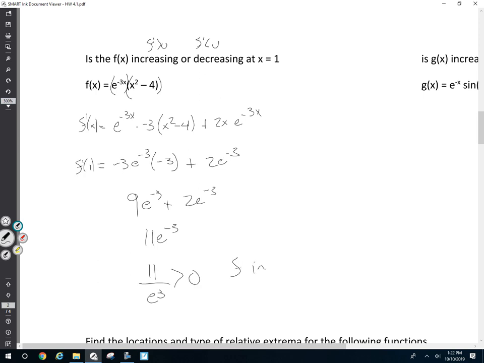F is increasing because f prime is positive. F prime of 1 is positive. Don't have to do a full sign analysis if you're just looking at 1 point.